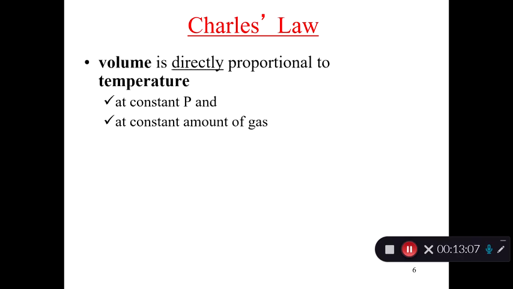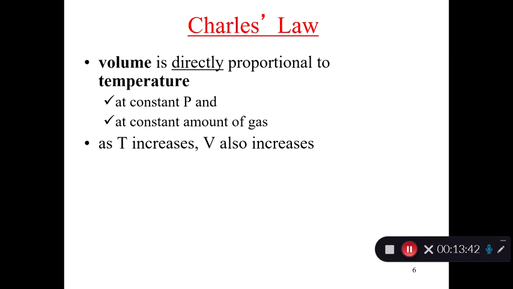Another law in chemistry is Charles' law. In Charles' law, we have a relationship between volume and temperature. Whenever we say volume and temperature, it means we are going to study only these two, not pressure. Pressure is constant. The relationship between these two is like this statement. Pressure is not variable here and always is constant. So volume and temperature are related to each other directly. It means volume is directly proportional to temperature.